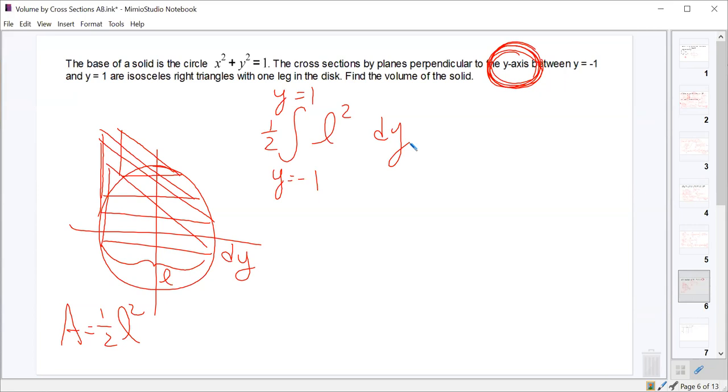What do you mean they stretch through the x-axis? L is in the x direction because it's perpendicular to the y. That's why it's going.